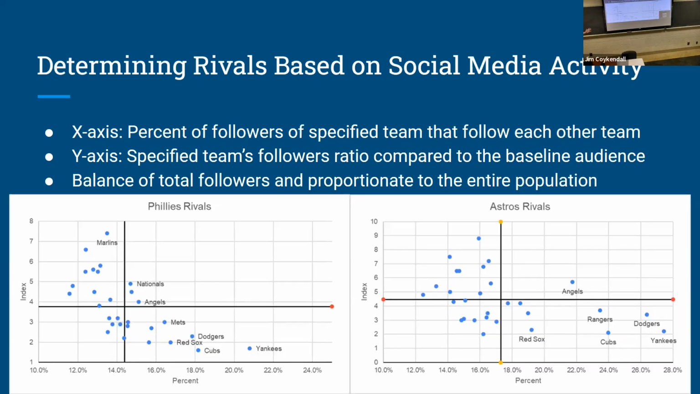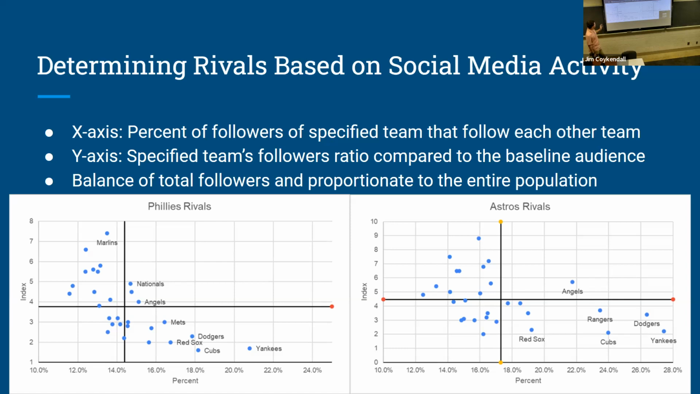So here we have some plots. Our x-axis here is the percent of followers of the specified team that follow each other team. For this plot, these are all the Phillies followers. We can see that about 21% of Phillies followers are following the Yankees Twitter account. The y-axis here uses that baseline audience that I just defined for you all, and it's the ratio compared to that baseline audience.